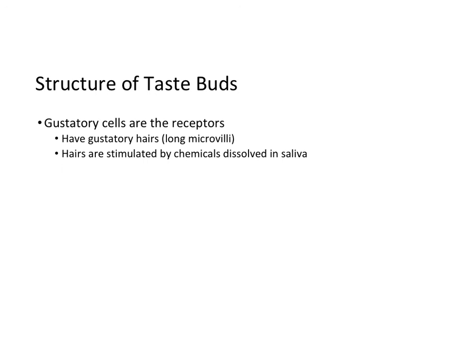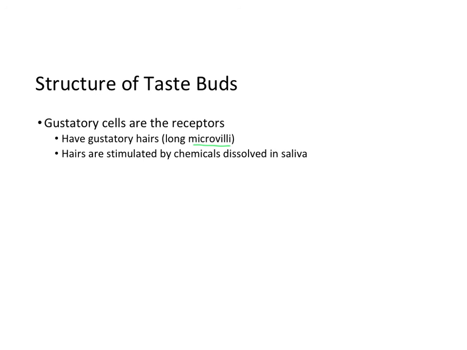Taste buds have a specific structure. They're called gustatory cells, and they have gustatory hairs, which are essentially just long microvilli. Those are projections from the cell body. And then the hairs are stimulated by chemicals dissolved in saliva. So similar to the sense of smell, you have to dissolve the chemicals you taste in saliva or mucus before you can taste them.